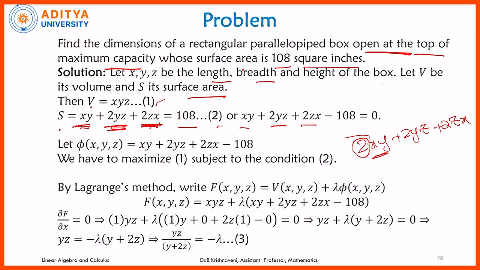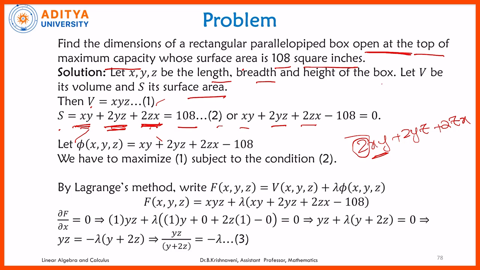Now what is phi of xyz? That is the condition. So we will take it as xy plus 2yz plus 2zx minus 108, because they are asking for the dimensions of the rectangular block for which the surface area is 108 square inches. Surface area becomes the condition, so we represent that with phi of xyz.